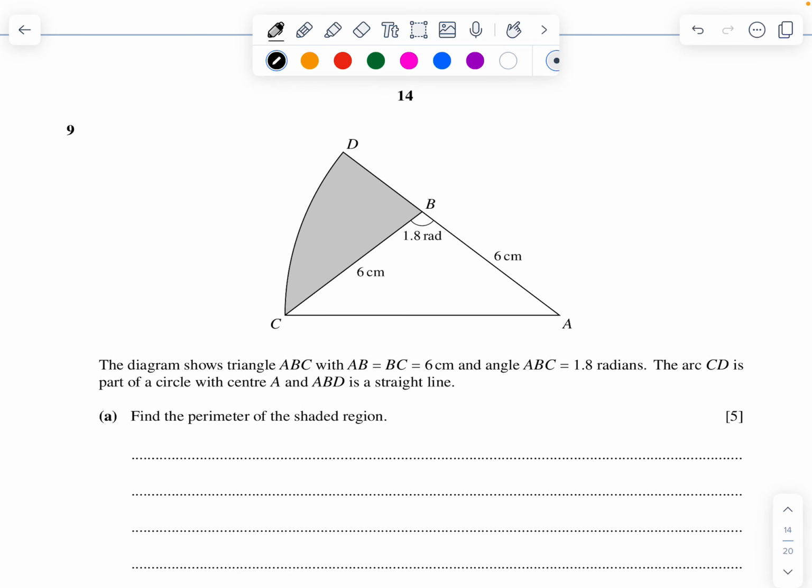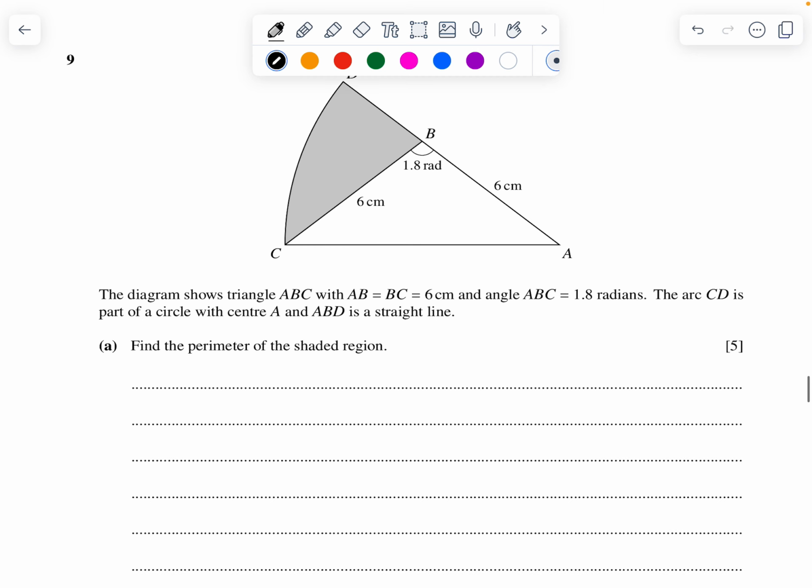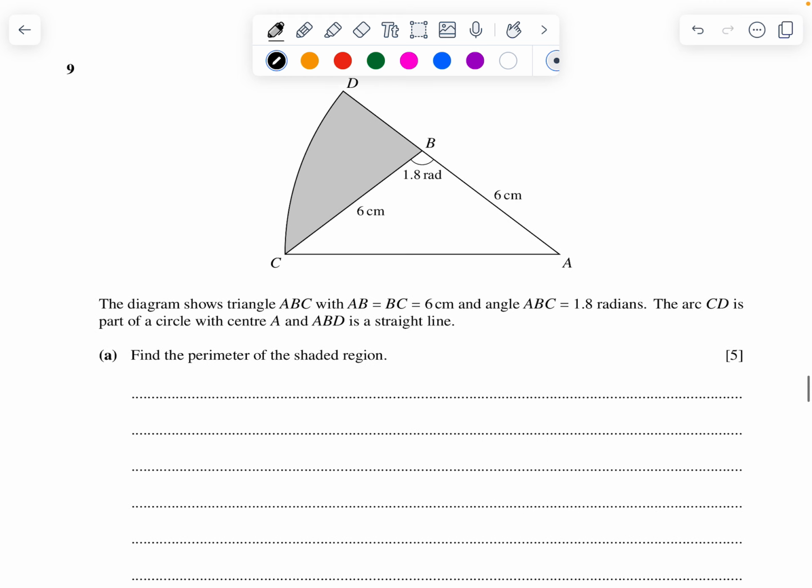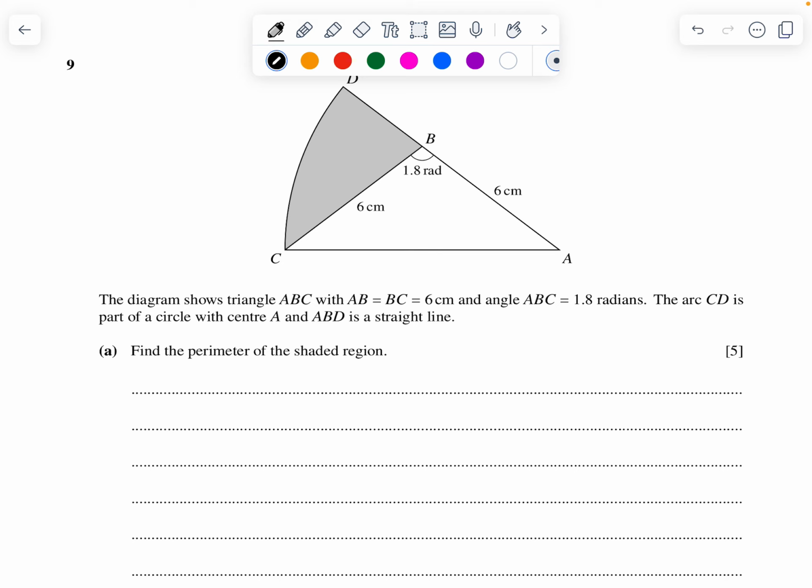Question number 9. The diagram shows the triangle ABC with AB equals to BC equals to 6 centimeters. Angle ABC is 1.8 radians. The arc CD is a part of a circle with center A and ABD is a straight line. Find the perimeter of the shaded region.